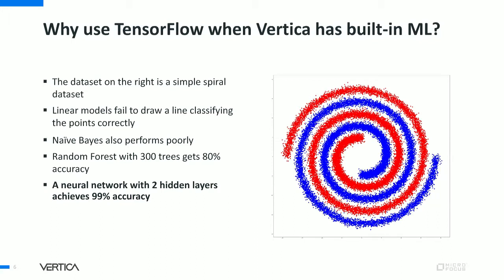So as an aside, there are plenty of tasks that do fit the existing machine learning algorithms in Vertica. That's why they're there. And if one of your tasks that you want to solve fits one of the existing algorithms well, then I would recommend using that algorithm, not TensorFlow, because while neural networks have their place and are very powerful, it's often easier to use an existing ML algorithm if possible.